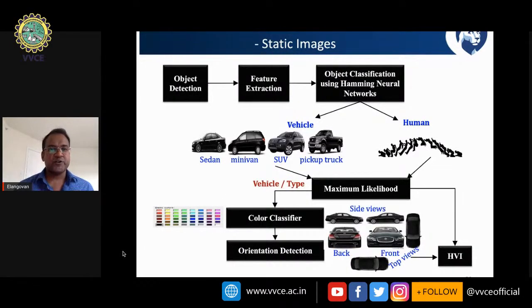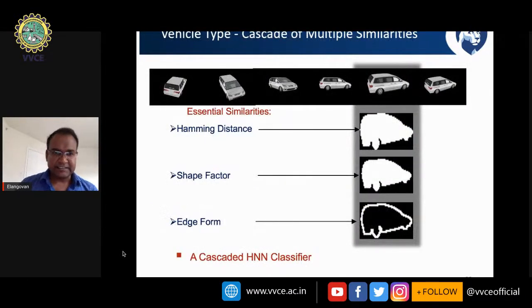So when we extract these targets, we want to classify them. First thing is we differentiate the target as vehicle, human, or object. So we developed a Hamming neural network, a simple neural network, where we feed this object information, the images of the object, and we develop a classifier to classify these objects. Once we detect the vehicle, I want to classify the vehicle as a sedan, or a minivan, or an SUV, or a pickup truck, and so on. So we used a neural network to classify these vehicles. And this is an example.